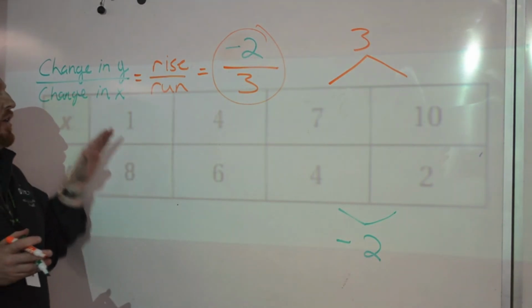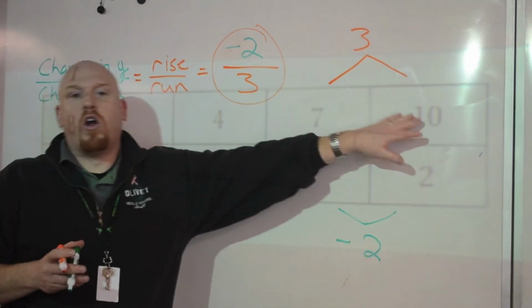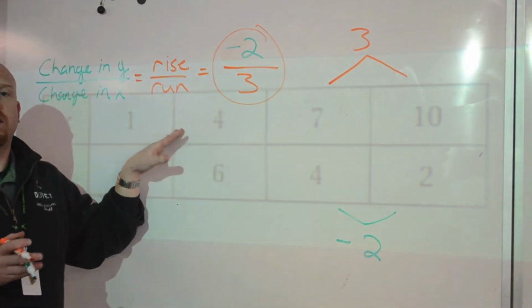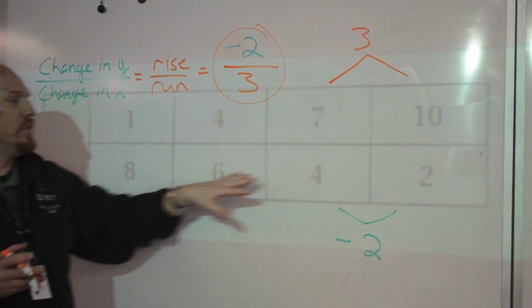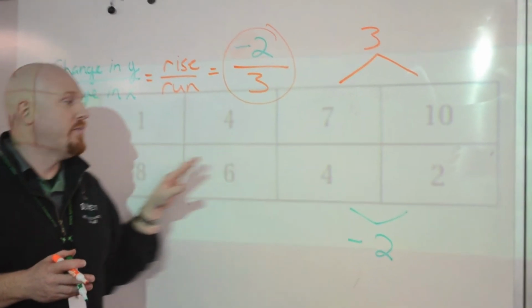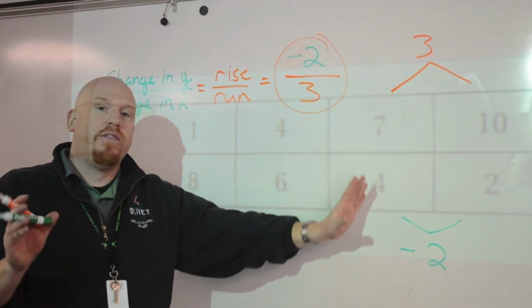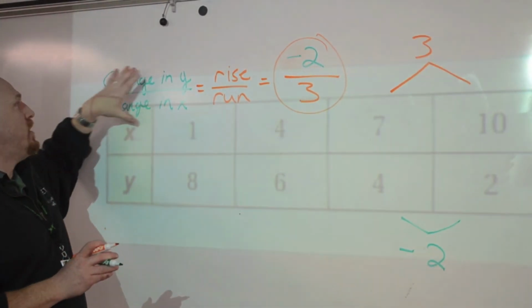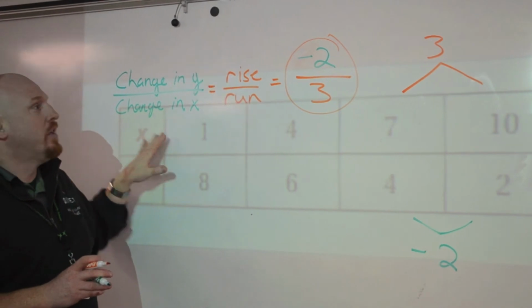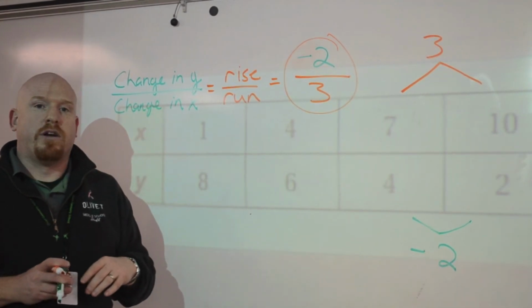So sometimes x is not going by 1s. That's okay. We can still use this. Sometimes y is increasing like last time, or sometimes it's decreasing like it was this time. That's okay too. As long as we use the change in y divided by our change in x, we'll get the right answer every time.